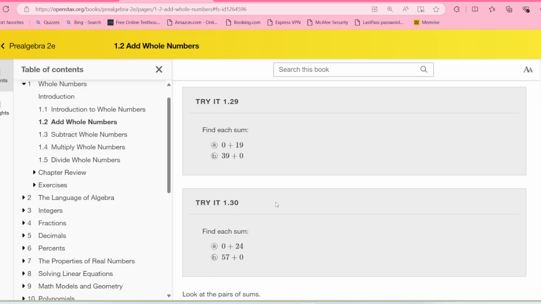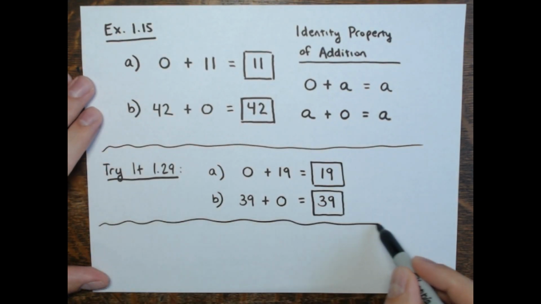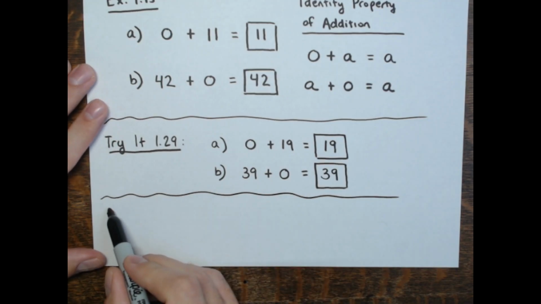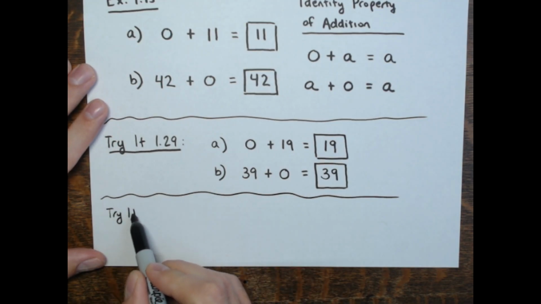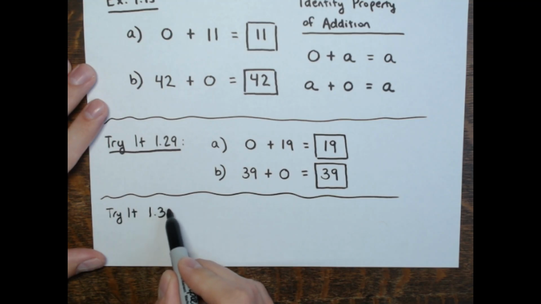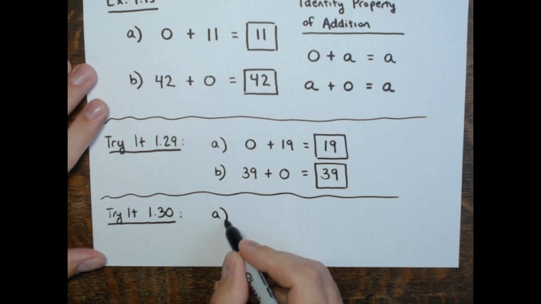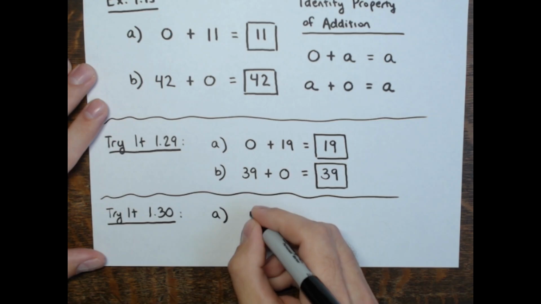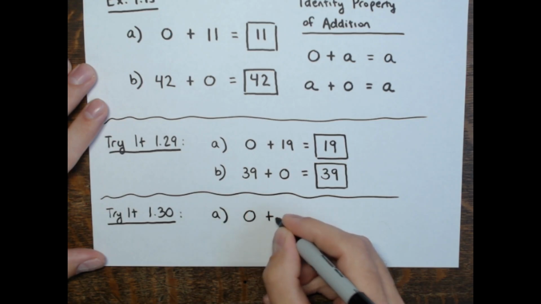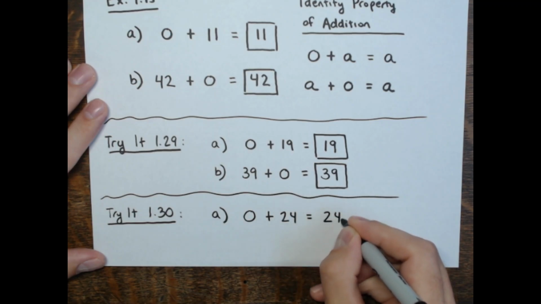All right, so I'll do the same thing for try it 1.30. So again, I have enough room here. These are pretty short problems. Hopefully you're seeing how very simple it is to add when one of the addends is 0. So try it 1.30, part A. What's the sum of 0 and 24? Well, that would just be 24.